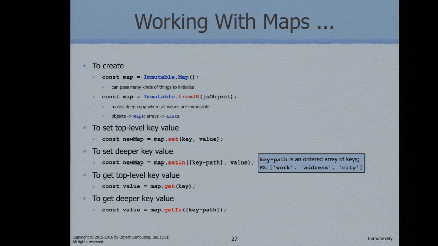So here is maybe the most common thing that you'll work with: immutable maps. If you want to create one, you just say immutable.map. And note that this is not a constructor function. You're calling a function without the new keyword, and it passes that back. There are a lot of things that I can pass to this function to initialize it from existing data.